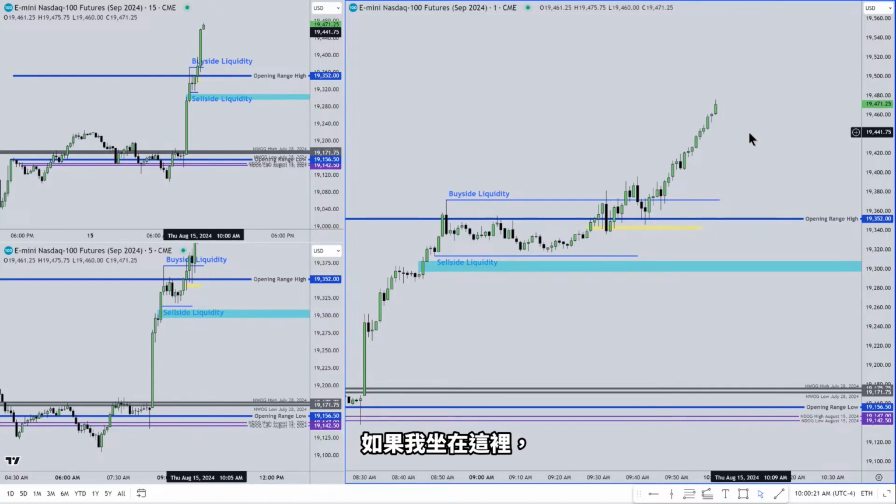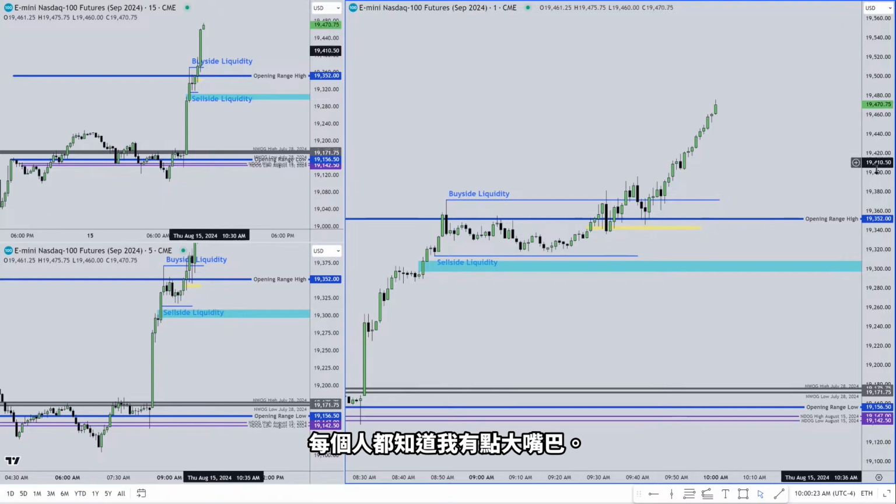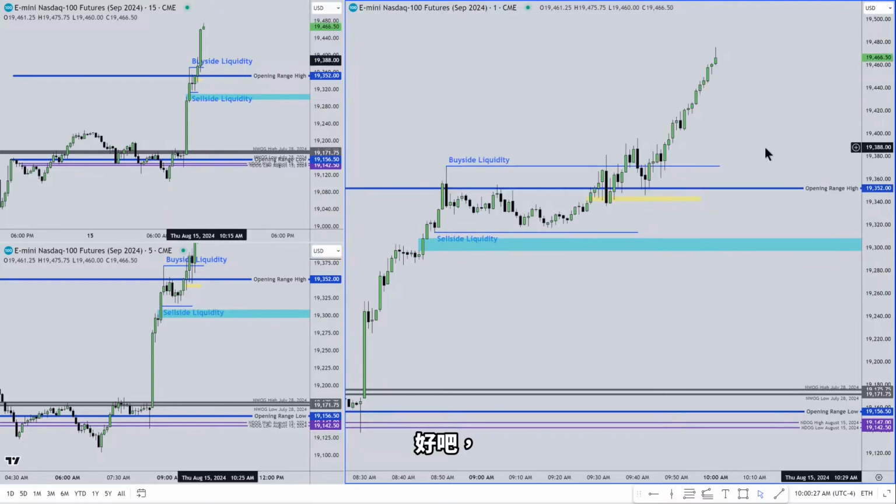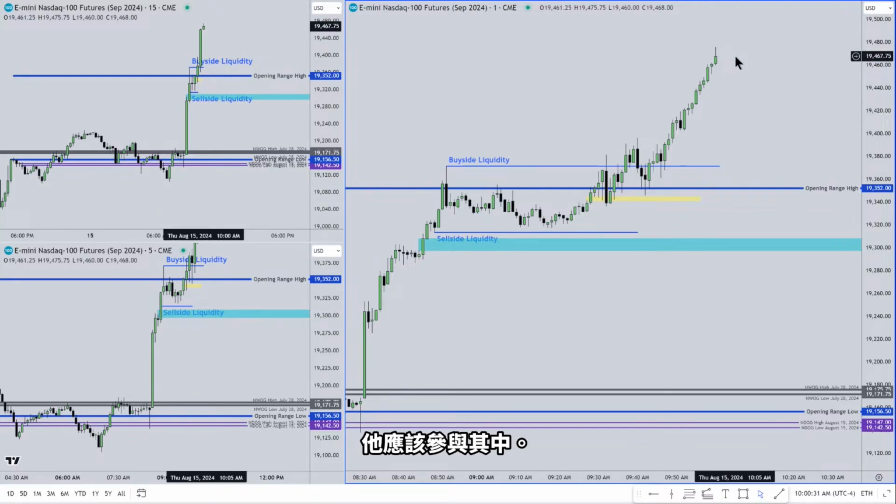And if I'm sitting out here and everybody knows I'm a little bit of a loudmouth, and you see runs like this and you're saying, well, he should be part of that. Well, I'm not interested personally in trying to chase after that. And that's been my rule ever since I stepped out as a trader, educator, type guru, if you want to call it that.